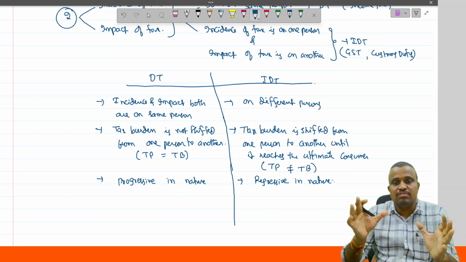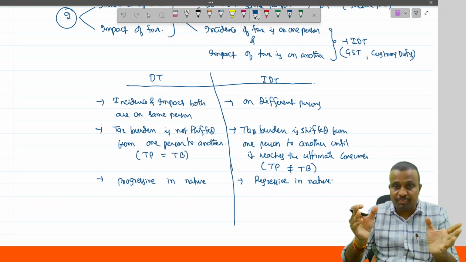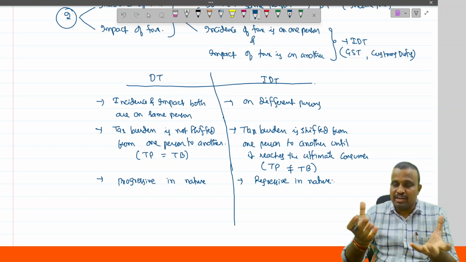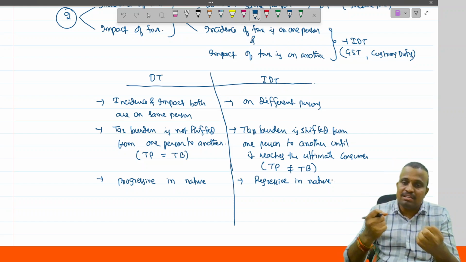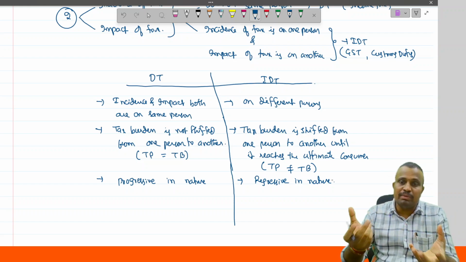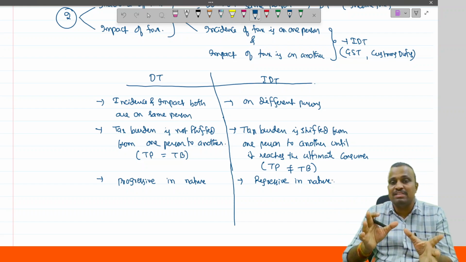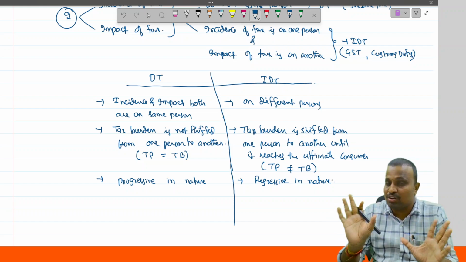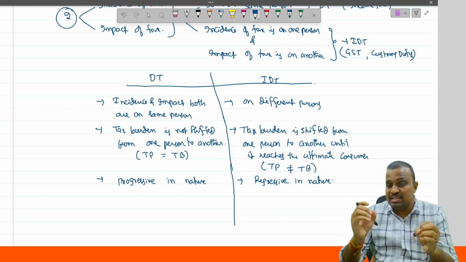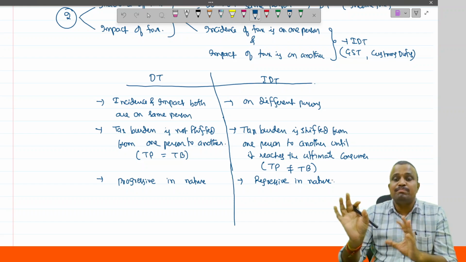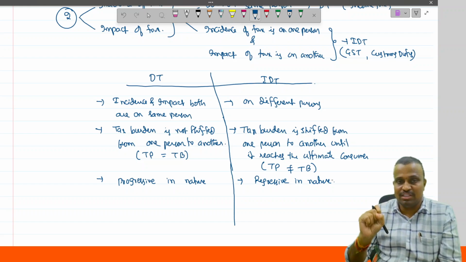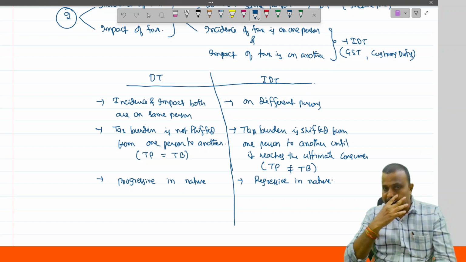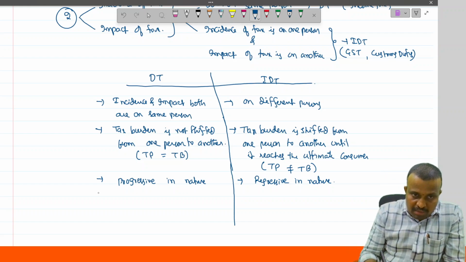Each and every person, from the eye of indirect tax, will be the same. So, if you purchase the product, you have to pay the indirect tax to the government. And even if the CM or PM purchases the product, they have to pay the tax to the government. Even a beggar purchasing the same product has to pay the tax to the government. Every person is liable to pay the tax irrespective of their income. That's why we call indirect tax regressive in nature.